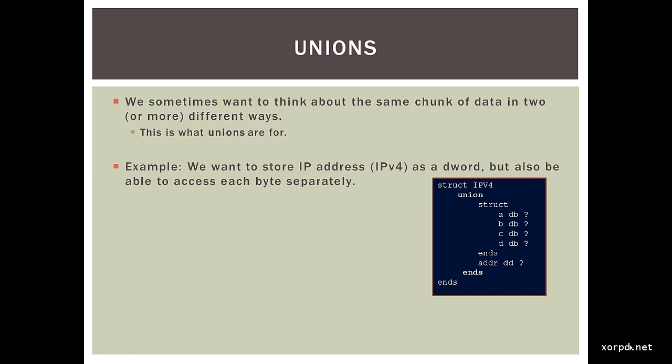Unions. We sometimes want to think about the same chunk of data in two or more different ways. And this is what unions are for. Let's begin with an example. We want to store the IP address as a DWORD, but also want to be able to access each byte separately. I want to explain for a moment.